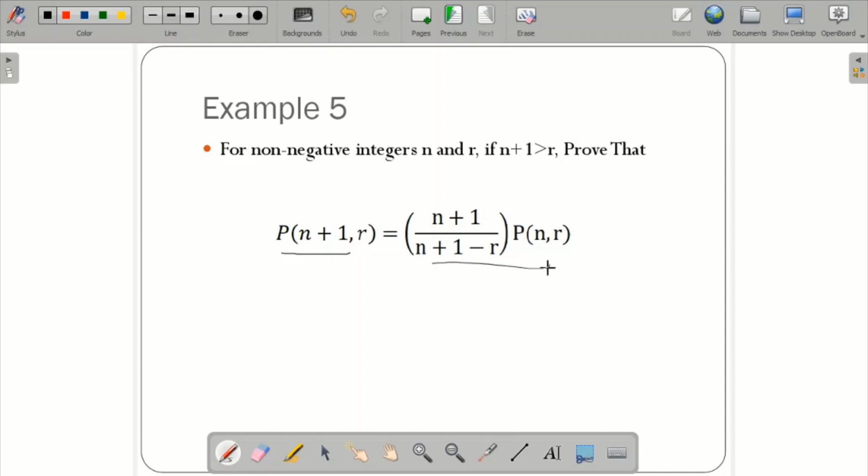Okay, this is equivalent to this. Now, if you want to prove that, again you have to put a formula. This formula is equivalent to this, and this division by this, I should get this answer. So let us try for non-negative integers n and r. We'll try in a new page.